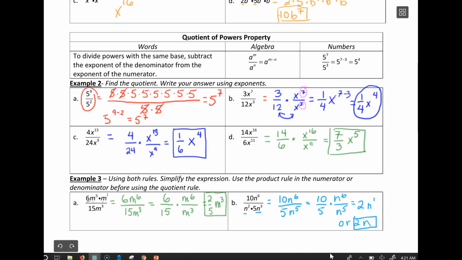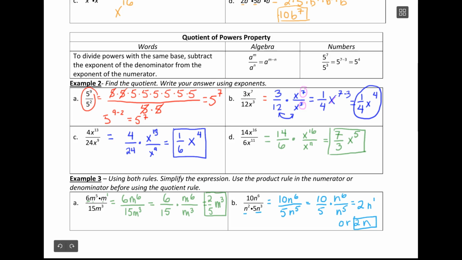Let me know if you have any questions before we delve into the last properties here. It's just going to get more and more advanced, so let's go with it.